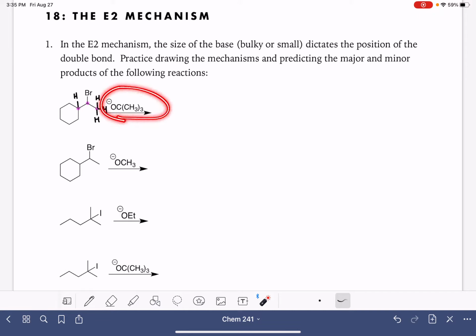This base right here, OCCH3, this is tert-butoxide. Tert-butoxide prefers to abstract a hydrogen atom from the least substituted carbon, talking specifically about the carbon atoms that we're focusing on. This carbon atom right here is tri-substituted, or a tertiary carbon. 1, 2, 3. So this right here is a tertiary carbon. This carbon is a primary carbon. It only has 1 carbon attached to it. And that means that this bulky base is going to prefer to abstract from this particular site.